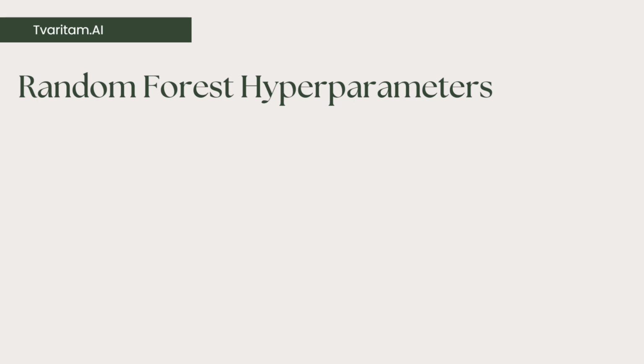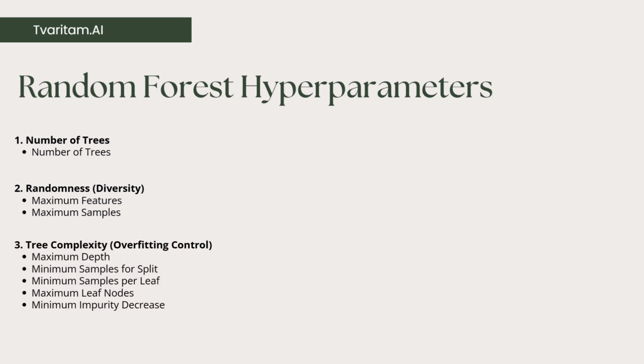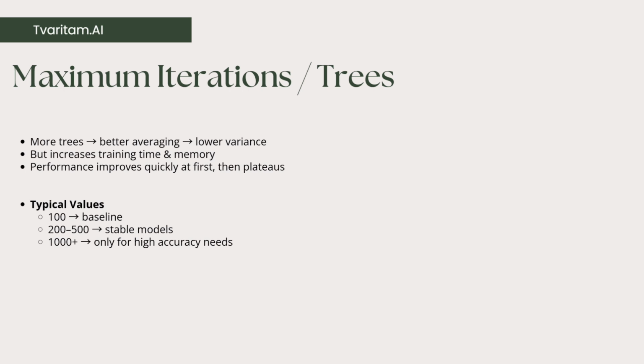Now talking about the hyperparameters in random forest, we can usually classify them into number of trees, randomness hyperparameters like maximum features and maximum samples, and tree complexity hyperparameters. Now moving forward with the number of estimators or the number of trees, we define this by how many trees are there in the forest. More trees usually improve the performance but can increase the training time, and after a point improvement becomes minimal. So you can keep a lower value for the number of trees if you want to train a quick baseline model. 200 to 500 can provide you with stable results, and more than 1000 trees should only be used for high accuracy needs, but it may take longer training times.